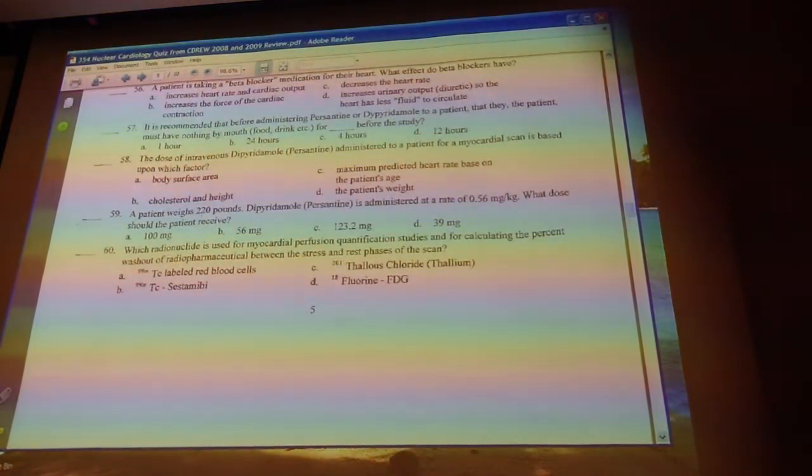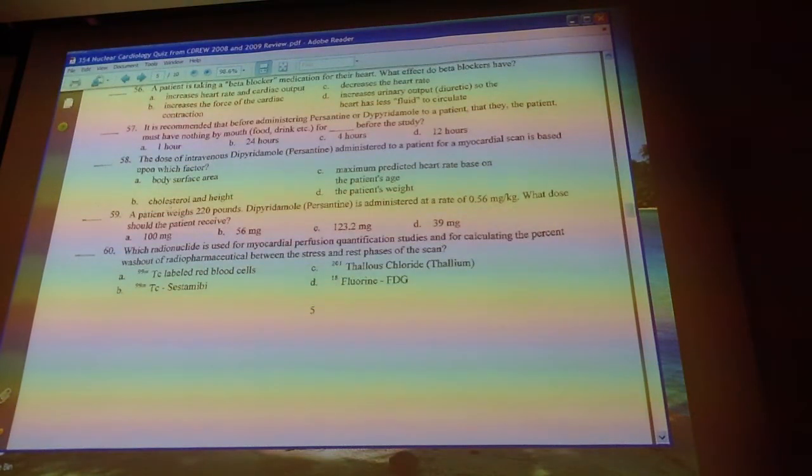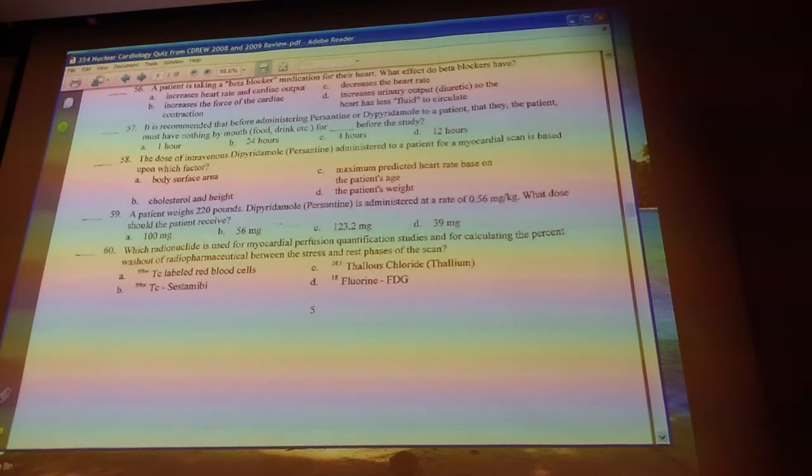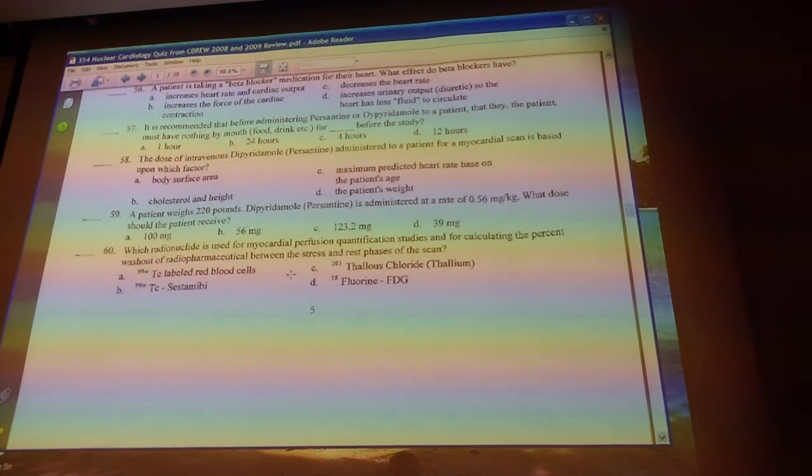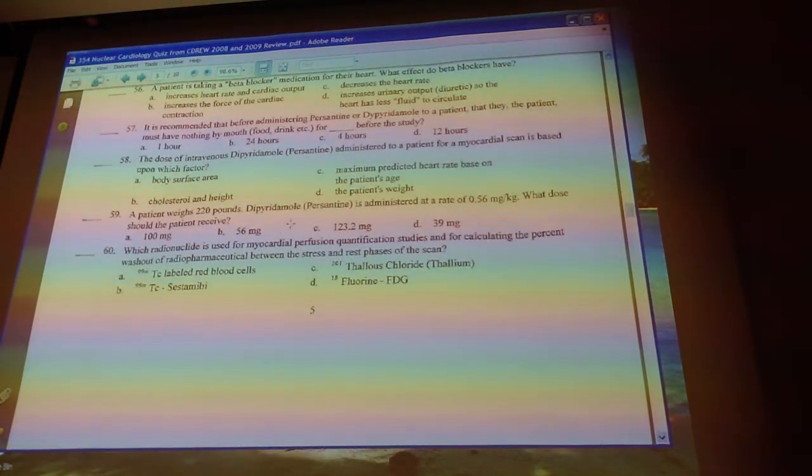On number 59 here, hopefully, do you guys feel comfortable calculating doses for your patients? The patient weighs 250 pounds and you're going to be administering Persantine. And this is the actual rate of administration. But this is true for any of our drugs, whether you're using dobutamine or Persantine or whatever. We base it on the patient's body weight. Okay? So if you're going to be giving 0.56 milligrams per kilogram, how would you calculate how much dose this patient should receive? 220 pounds is 100 kilograms. Then you times with that.